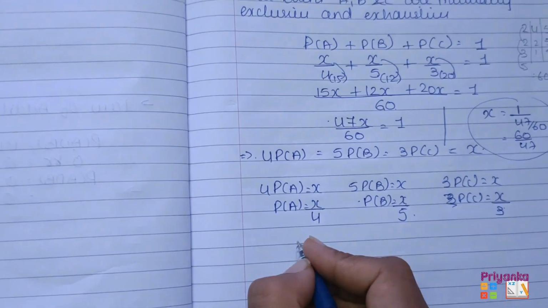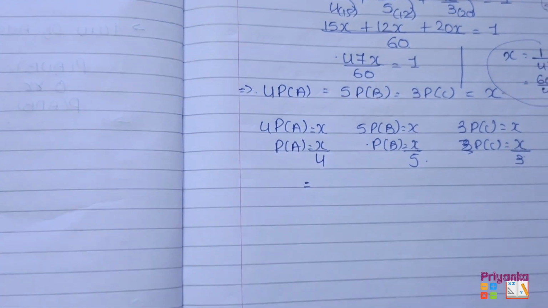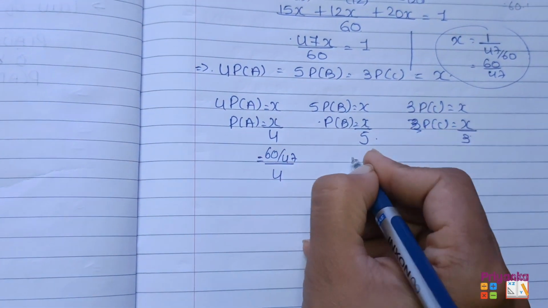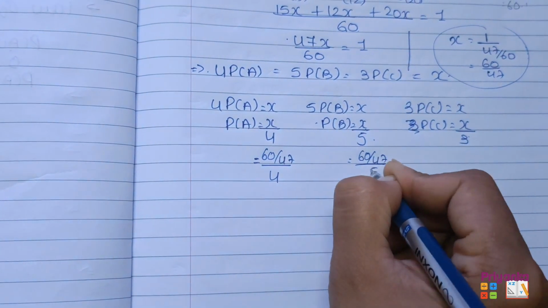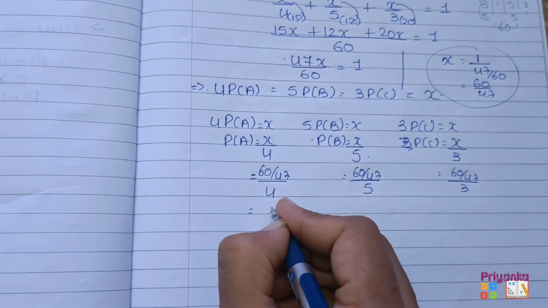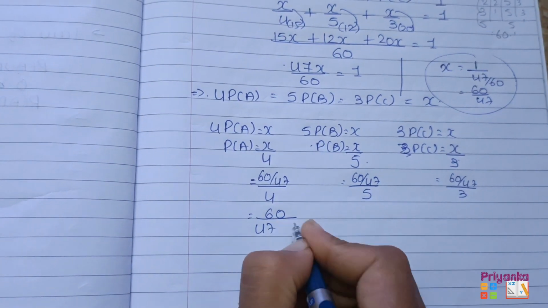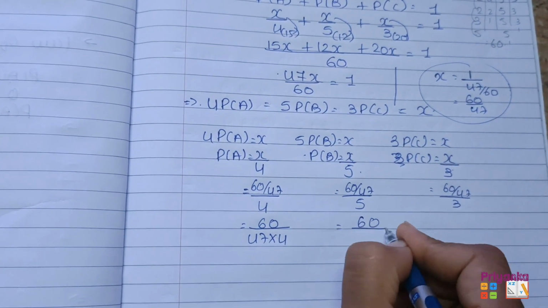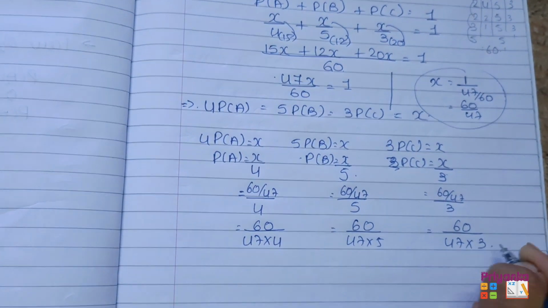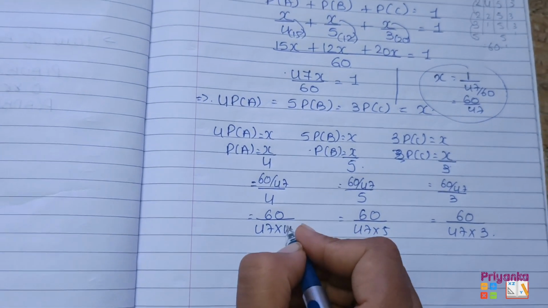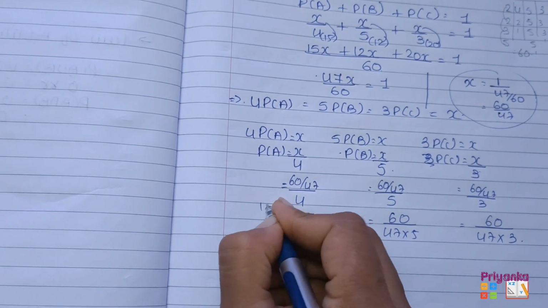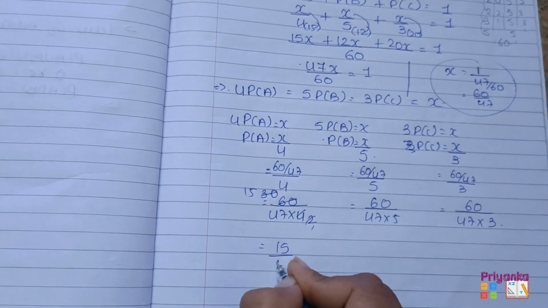Now let's put in the value of x we found, 60 upon 47 divided by 4. Same here. When this kind of situation comes, mathematically what we do is 60 will remain as it is and 47 will go in the denominator. Same for the others. Now this will get cancelled: 4 15s are 60. So here we got 15 upon 47.